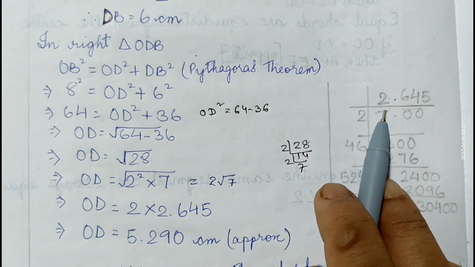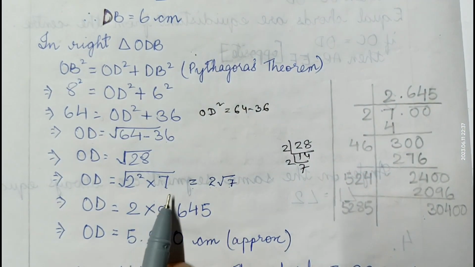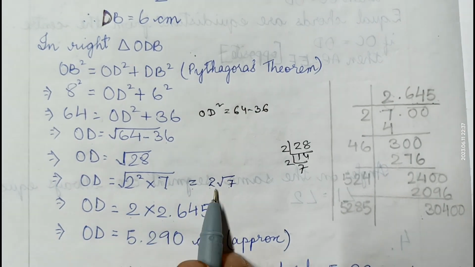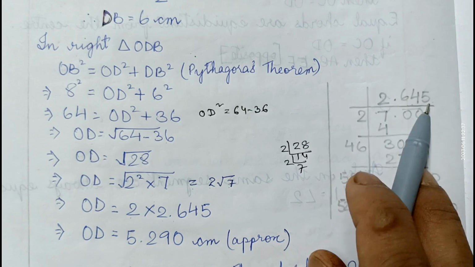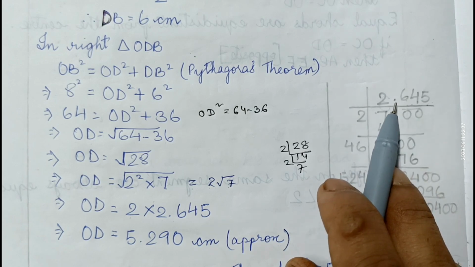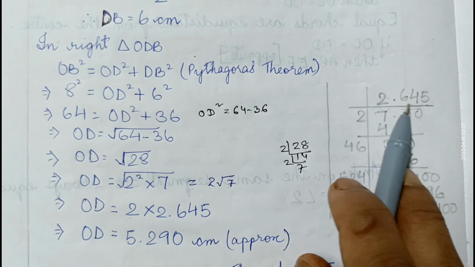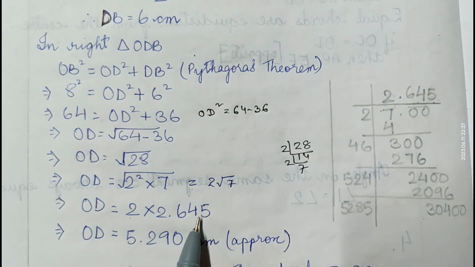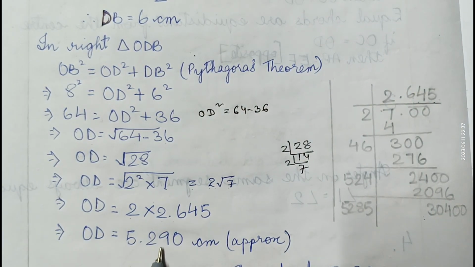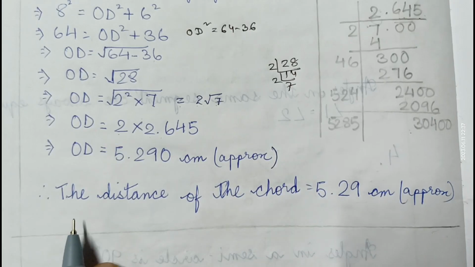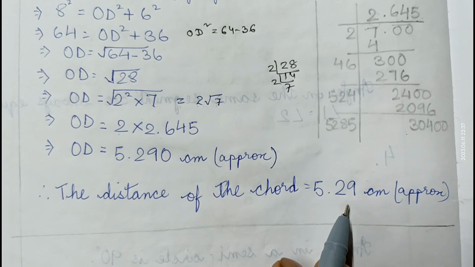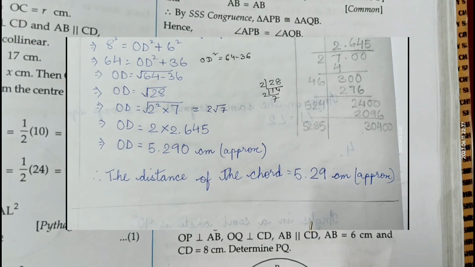Now root 7 I have shown the calculation. Root 7 will be 2.645. So instead of root over 7, we can write 2.645. Root over 7 we have calculated up to 3 places, and generally in the exam also you have to take 3 places after the decimal. So here we got 2 into 2.645. If you multiply, you are going to get 5.290 centimeter. So we can write the distance of the chord from the center is approximately 5.29 centimeter.